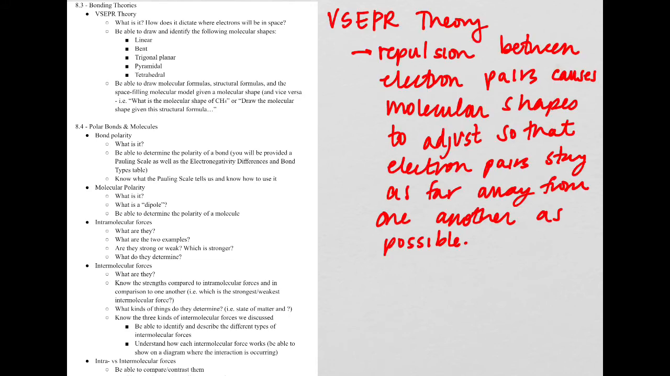So this theory states that the electron pairs in a molecule cause the shape of the molecule to adjust so that the electron pairs stay as far away from each other as possible. So electrons don't want to be around other electrons. Electrons and protons attract, but electrons and electrons repel each other. Negatives and negatives, they don't like each other. They don't want to be around one another.